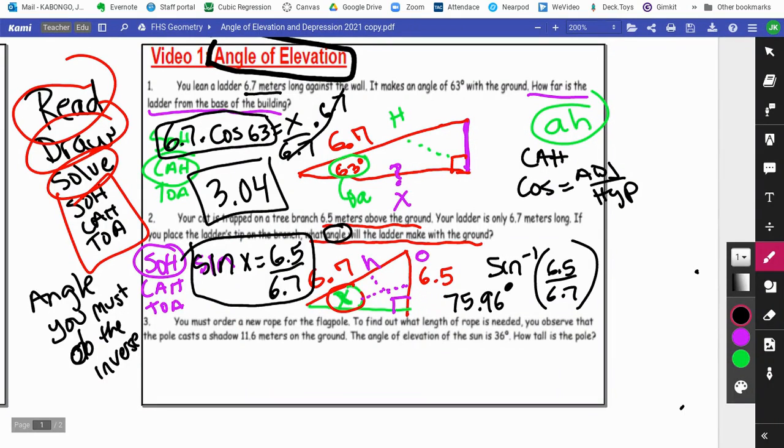75.96 degrees. Actually, they might want you to round the degrees. You might want to round it to a whole number. So this would be 76. That's it. Move on to number 3.